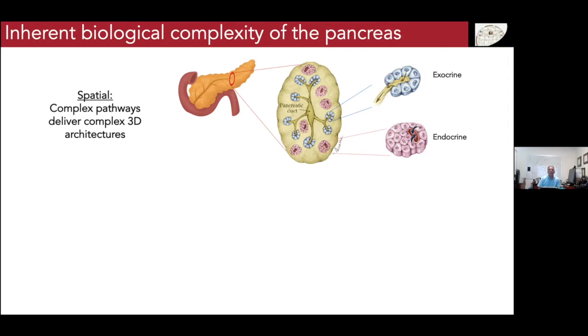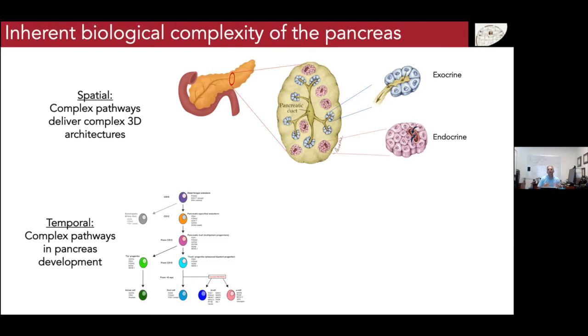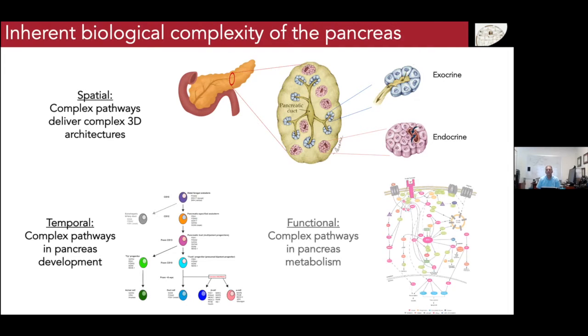Creating these kinds of organoids is rather involved. There's a lot of inherent biological complexity in these types of tissues and organoids, including the pancreas, where there are complex pathways that control the three-dimensional architecture of the pancreas, complex pathways that control how pancreatic development actually takes place, and complex pathways involved in controlling pancreatic metabolism.